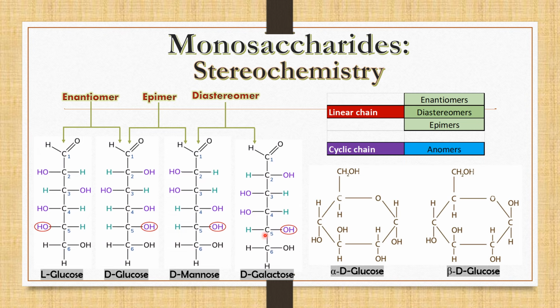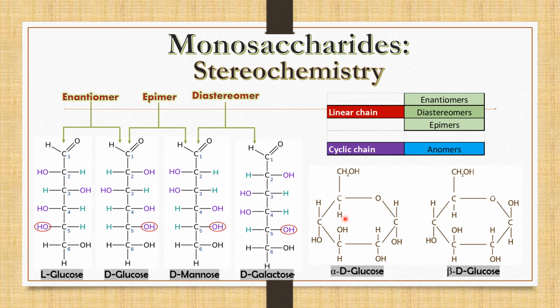If you compare D-glucose and D-galactose, for instance, you see that carbon 1 has the same orientation. Carbon 2, same orientation. Carbon 3, same orientation. Carbon 4, different orientation. Carbon 5, same orientation. Carbon 6, same orientation. So they differ only around the orientation in carbon 4, which makes D-glucose an epimer of D-galactose. But mannose and galactose are diastereomers of one another. So in the linear chain form of monosaccharides, we have three types of isomerism: the enantiomers, the diastereomers, and the epimers.